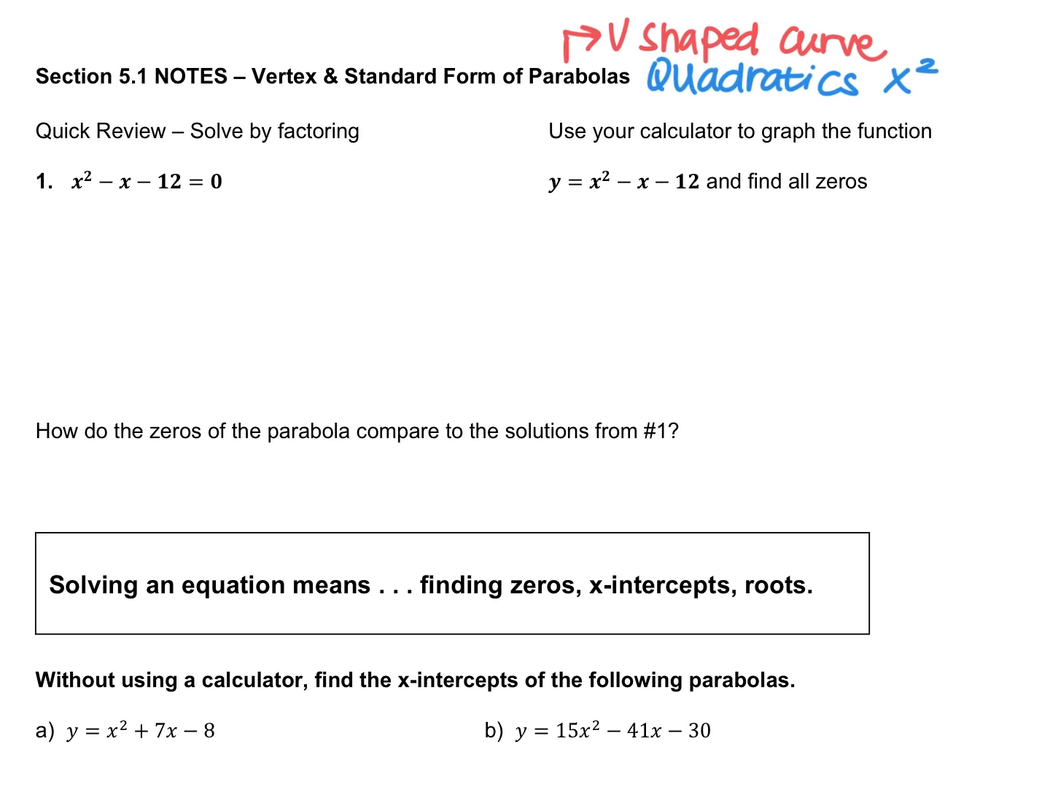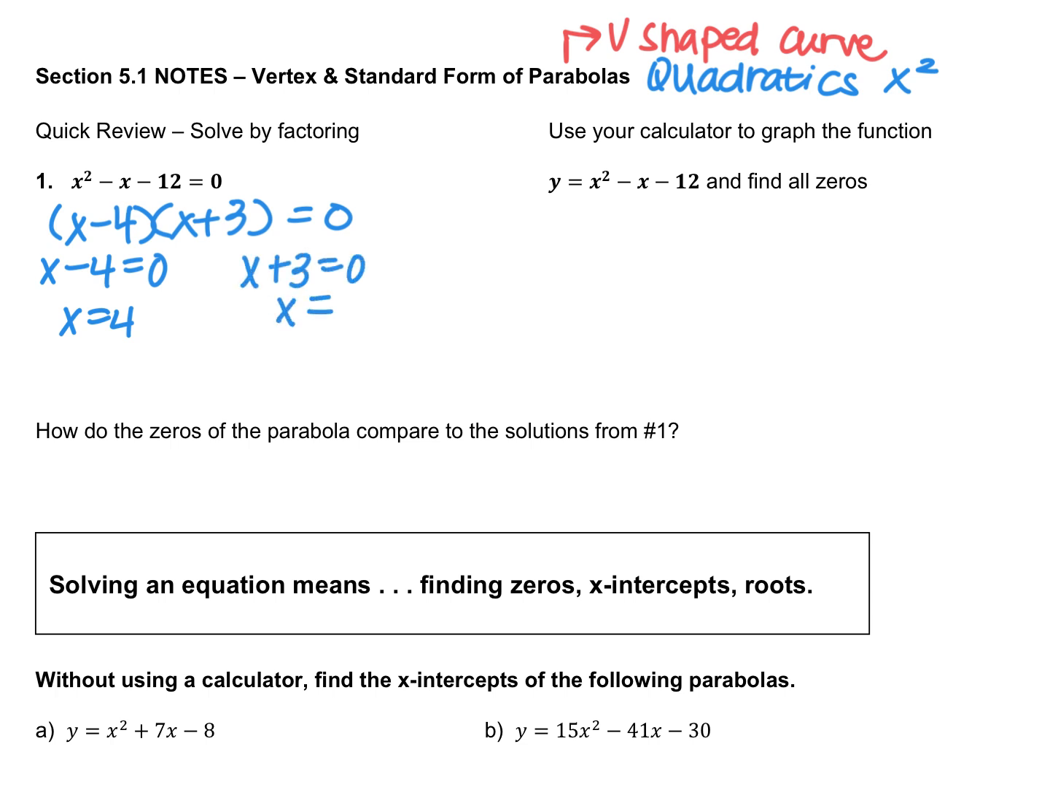So what that means is that we factor the equation and then we set the factors equal to 0. So if I'm looking at number 1 and I want to factor this, what would my two factors be? 3 and 4. But it's going to be negative 4, positive 3. And so then I set them equal to 0. So x equals 4, and x equals negative 3, like that. Good.